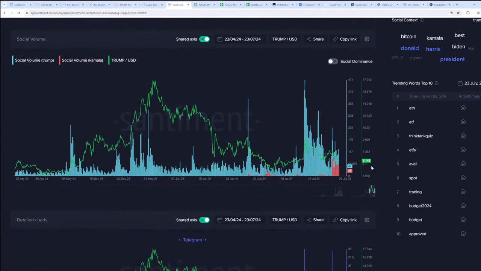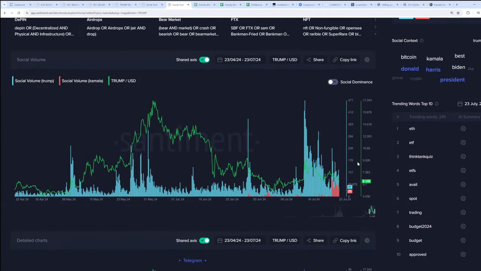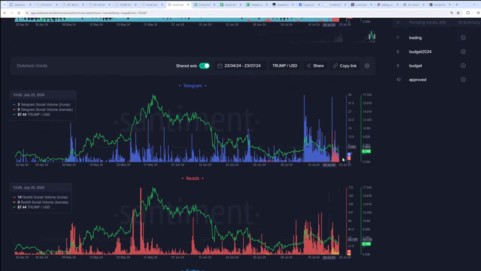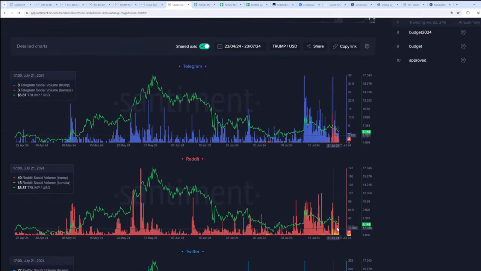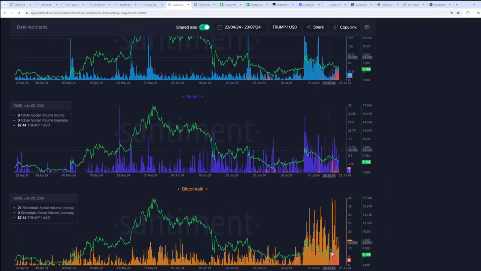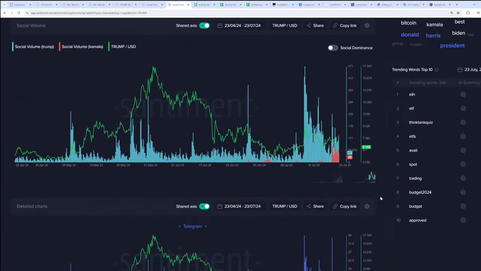So we can see that there's still going to be kind of a crypto-favorable bias toward Trump, unless Kamala comes out with some established comments about her take on crypto. But right now, looking at the different socials, Telegram kind of picked up on it. Reddit, not as much comparatively to Trump. Twitter and X, very, very close together, actually. And 4chan and Bitcoin Talk, still very Trump biased at the moment.